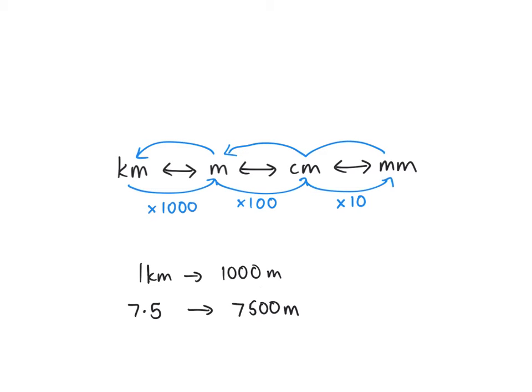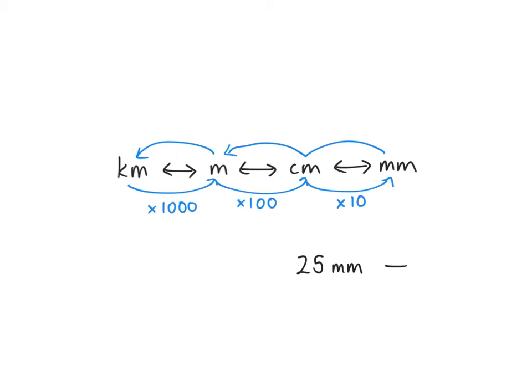The numbers they all move together. You just need to know what you're multiplying by. Because this is the other problem. They're not necessarily going to ask you to change from kilometres to metres. They might ask you to go the other way. So they might, for instance, give you that you've got 25 millimetres and ask you to change that to centimetres. And in this case, what you would have to do is divide by 10.